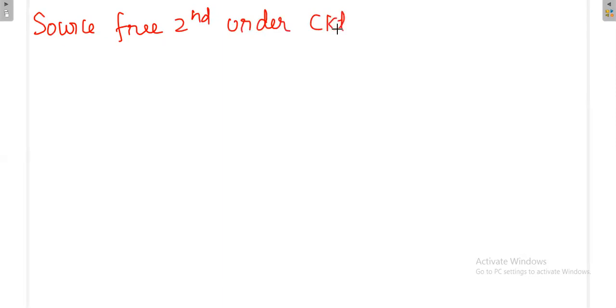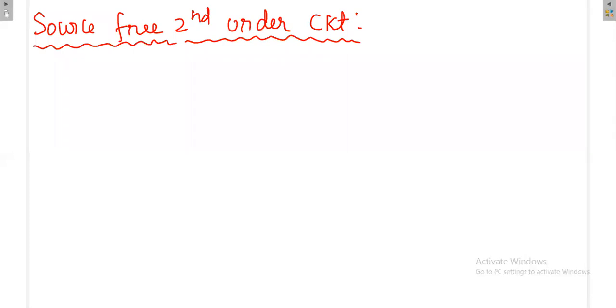So next is the source-free second order circuit. We have already seen the source-free first order circuit and the first order circuit with source. Now the second order circuit.